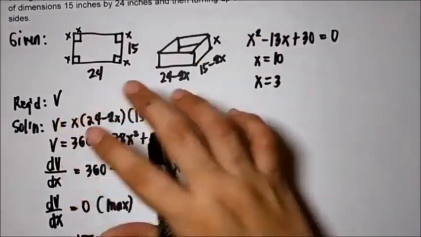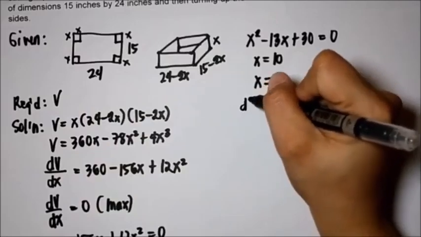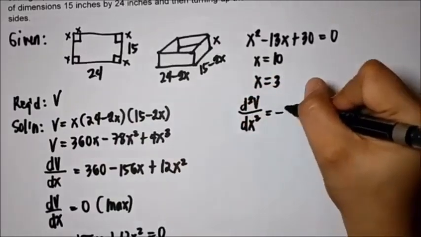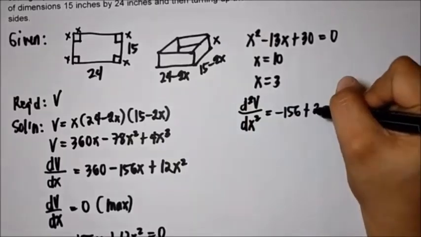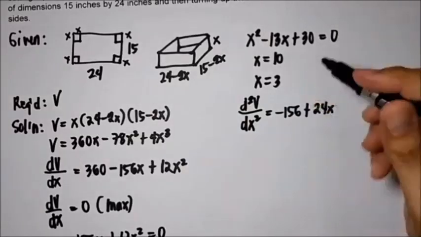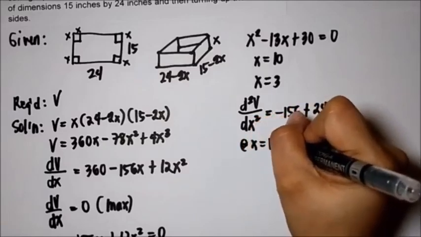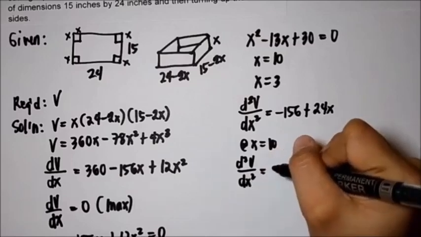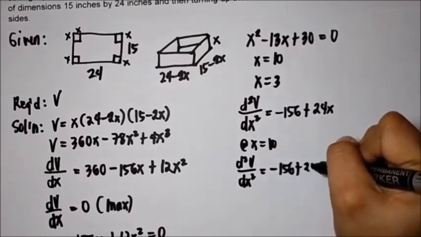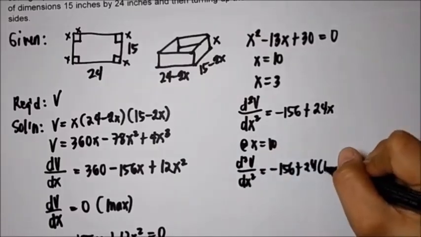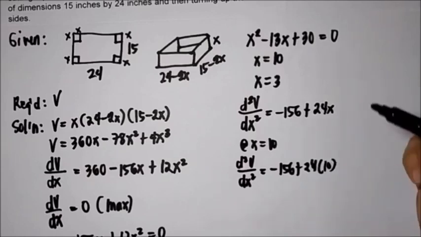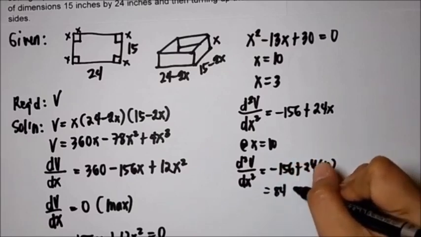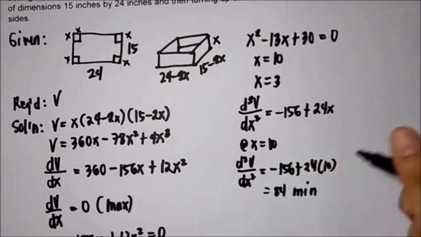Getting the second derivative of this, so the second derivative of the volume with respect to x, it's negative 156 plus 24x. So we have two values of x. At x equals 10, this is negative 156 plus 24. The value of x is positive 10. So we will come up with positive 84. So it is a positive value, so it's minimum.